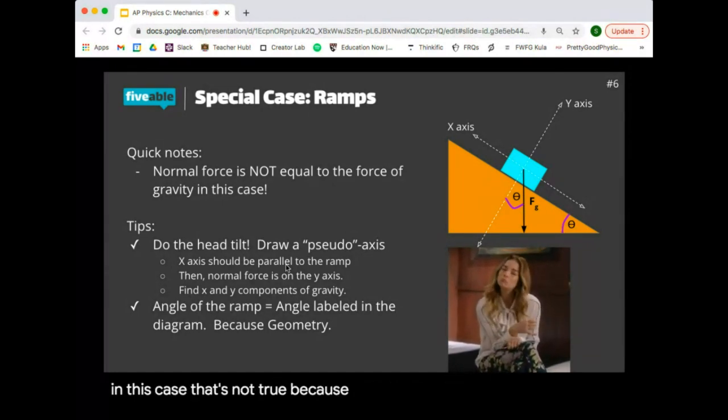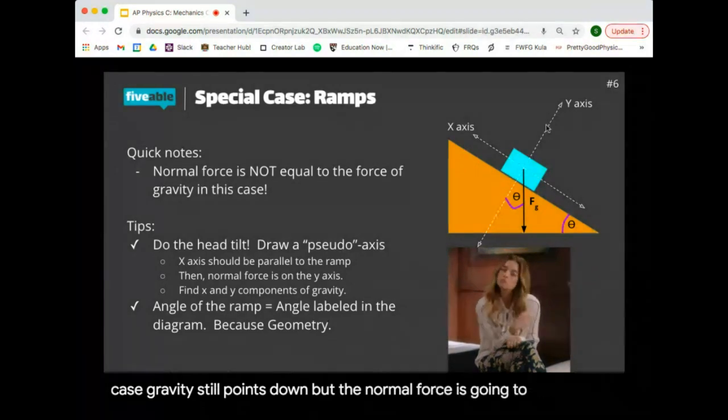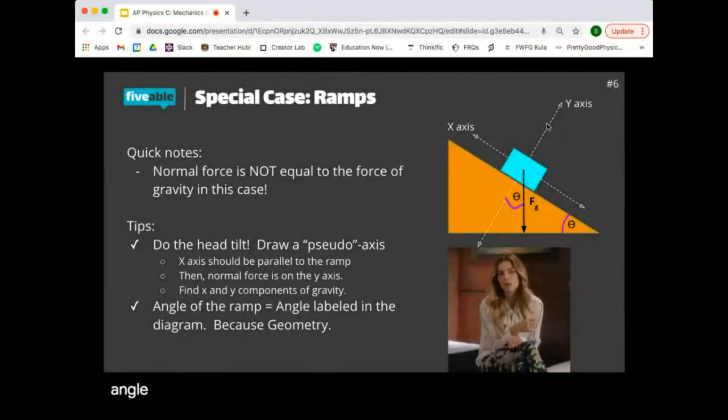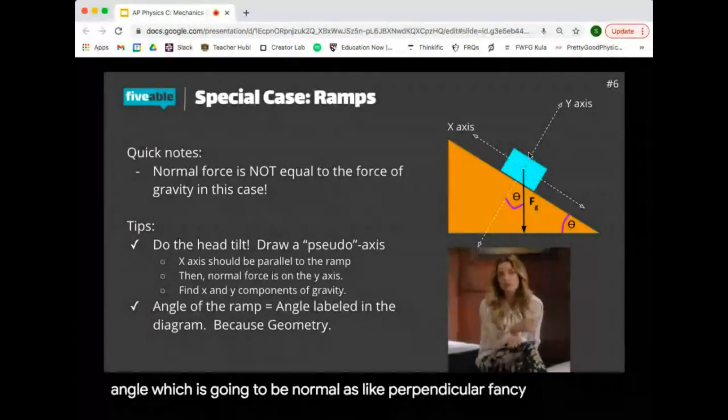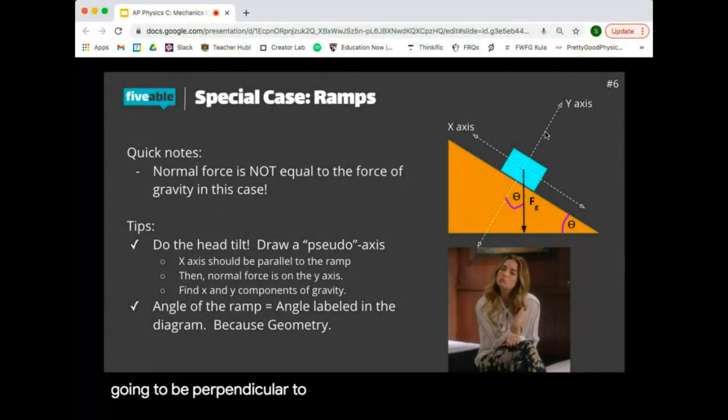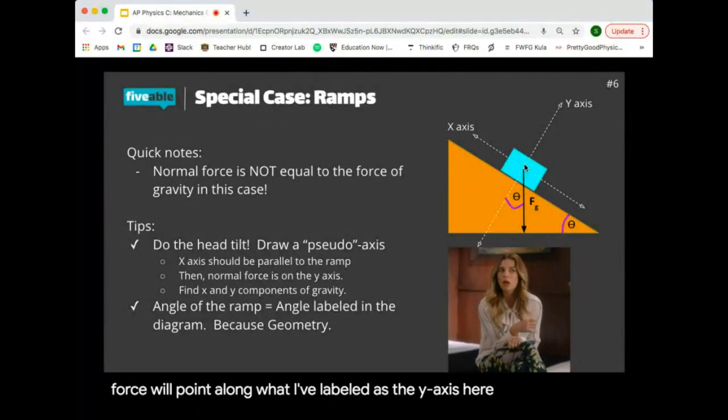because the ramp is at an angle, right? So gravity still points down, but the normal force is going to point at that angle. Normal is perpendicular, fancy, right? So it's going to be perpendicular to the surface of the ramp. So the normal force will point along what I've labeled as the y-axis here when we're looking at ramps.